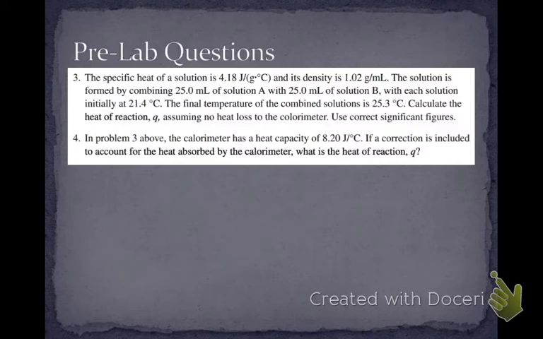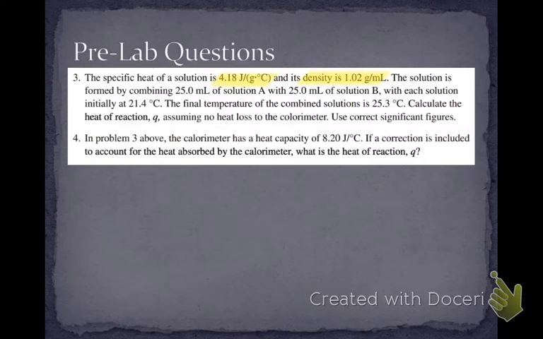Now, I like to go through and see what I'm given and highlight those things, and then try to figure out what I'm determining. So in number 3, it's giving me the specific heat of the solution. So it's telling me that basically it's mostly water solution if I'm using 4.184. So that's important. It's also giving me the density. So that might be important.